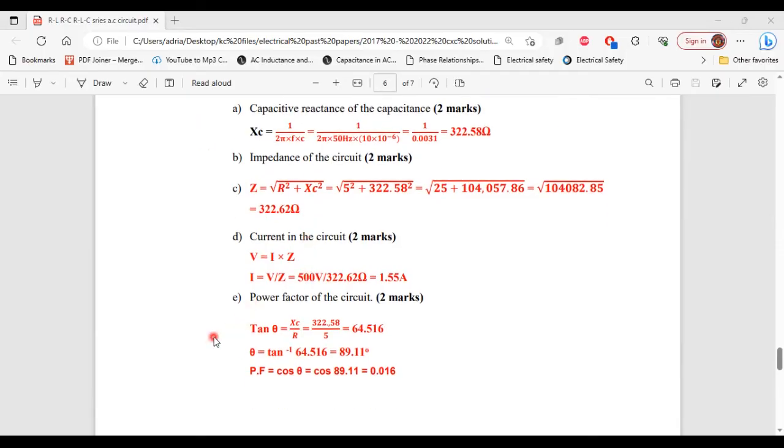For part E, it says to calculate the power factor of the circuit. So tan theta is equal to XC divided by R. That will give us 322.58 divided by 5, which will equal 64.516. So theta is equal to tan inverse 64.516. That will give us 89.11 degrees. So power factor is equal to cos theta, which is equal to cos 89.11. That will give us a power factor of 0.016. All right, so that's it for this question.